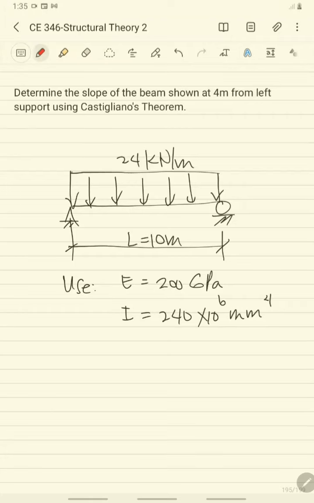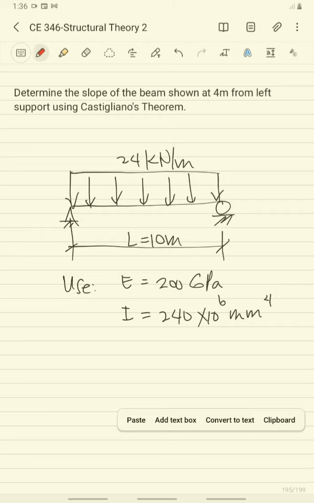We have another problem using Castigliano's theorem, but we are going to determine the slope of the beam shown at 4 meters from left support. So, our beam is a simply supported beam with a span of 10 meters with a uniform load of 24 kilonewton per meter. We will use the modulus of elasticity of the beam, which is equal to 200 gigapascal. And the moment of inertia is equal to 240 times 10 to the 6 mm to the 4.